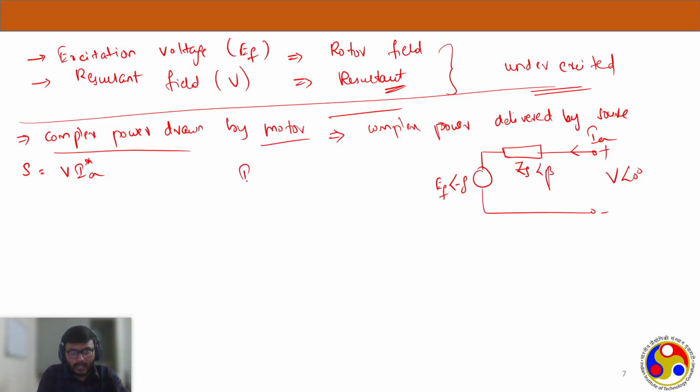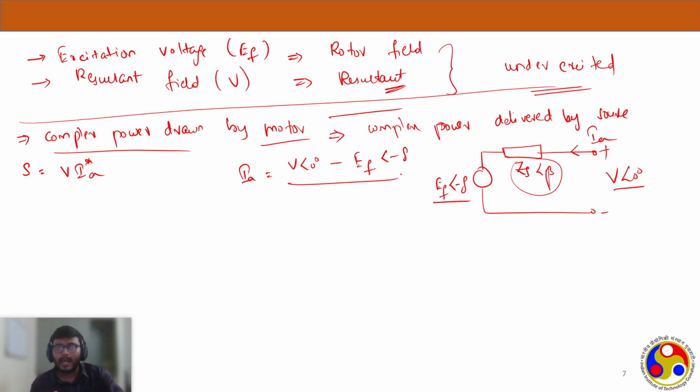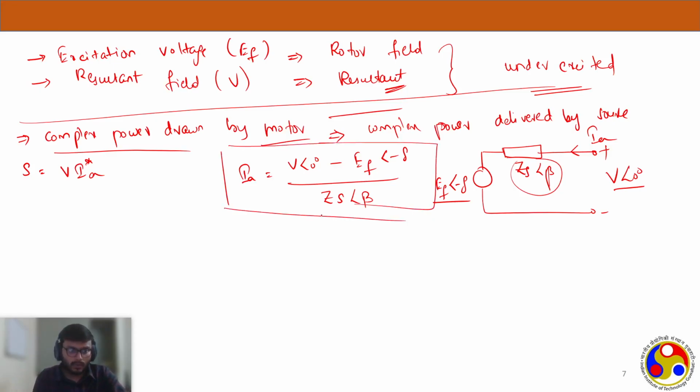Now, what is the IA expression here? IA is V minus EF at an angle of minus delta divided by the impedance, that is Zs at beta. So V at an angle 0 minus EF at an angle minus delta. These are very simple arithmetic calculations, but very useful for the numerical problems. So synchronous machine is comparatively easier to analyze, but you have to be thorough with the concept. So it will be easy to derive the equations, very simple.